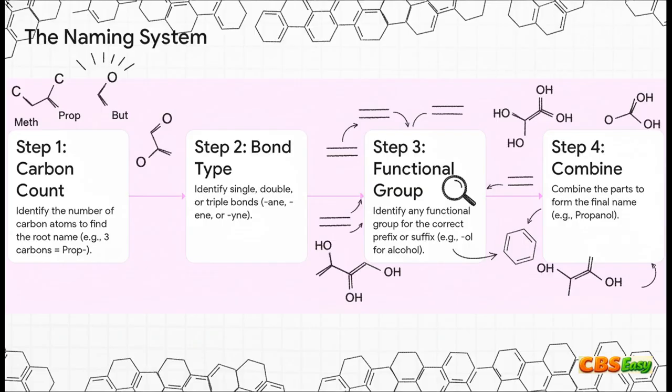Is it all single bonds? Then it ends in -ane. A double bond? -ene. Step 3, spot the functional group for the ending, like -ol for an alcohol. And finally, step 4, just put all the pieces together.